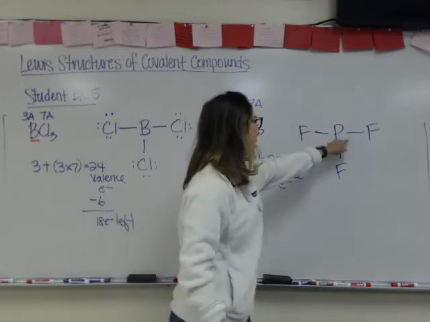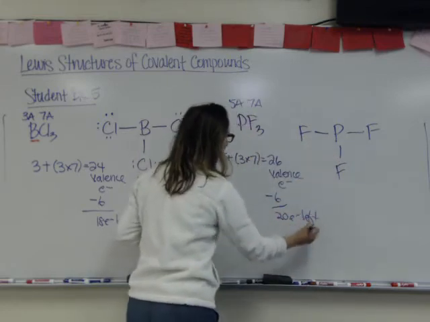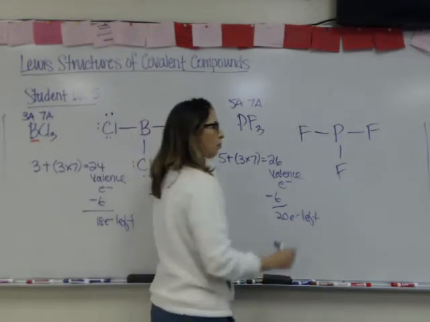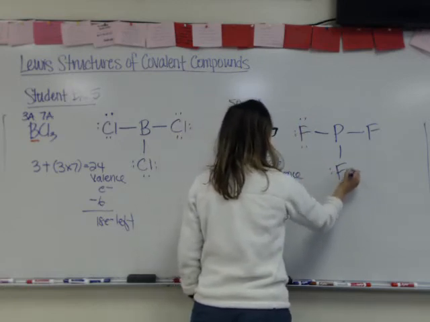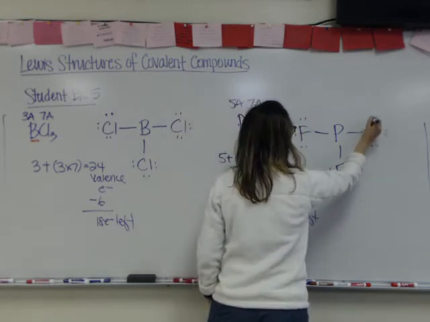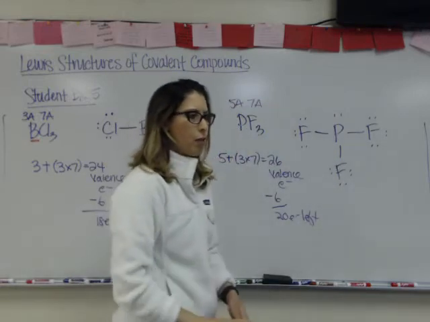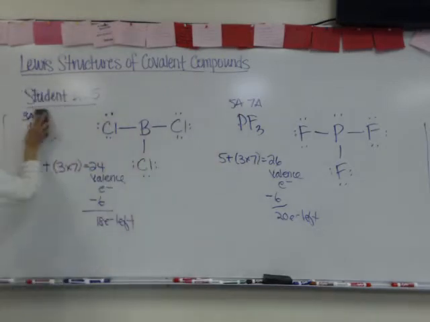You used 6, so we're going to subtract those. We have 20 electrons left to work with. We're going to put those 20 electrons on in pairs. 2, 4, 6, 8, 10, 12, 14, 16, 18, 20. Phosphorus and fluorine, neither one of them are exceptions to the octet rule, so that's the proper structure.